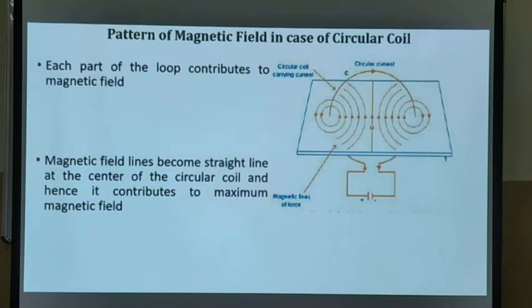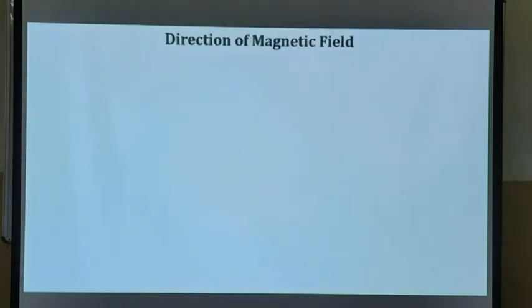Now let's move ahead with direction of magnetic field. Now direction of magnetic field, it can be noted by using two different methods. Now first method I would like to deal with is right hand thumb rule. It is also called as right hand fist rule. So this right hand thumb rule we'll just try to understand now. Method 1, it is right hand thumb rule.